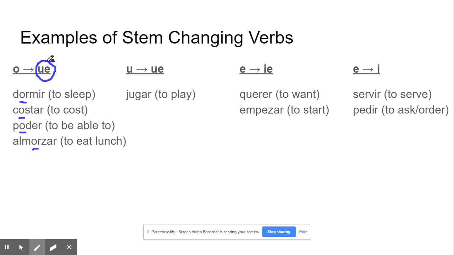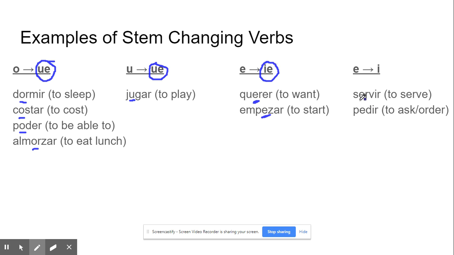For U to UE, jugar is actually the only verb that changes that way. So that's easy to remember. The U changes to a UE in yo form, tu form, él, ella, usted form, and ellos, ellas, ustedes form. Here we have querer and empezar. That E and that E are the ones that change to IE in yo form, tu form, él, ella, usted form, and ellos, ellas, ustedes form, but not in vos, vosotros, or nosotros.